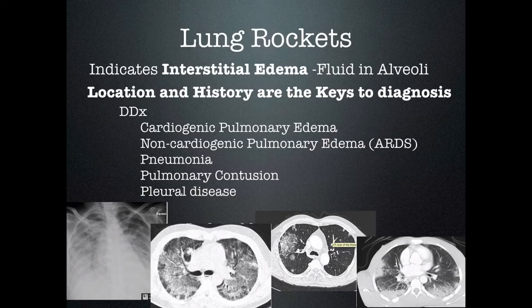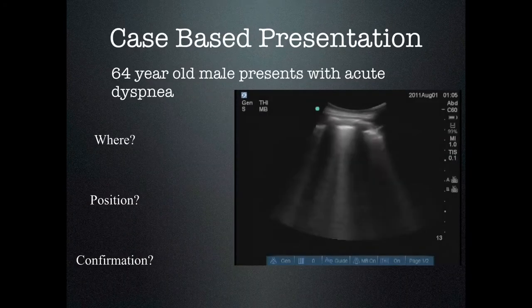So you have to know what the patient's position is now, you have to know where the probe is currently and where you found the artifacts, and you have to know what position they have been in for the last several hours to couple of days. So let's try this. Here's our 64-year-old male, and he comes in with acute shortness of breath. So you want to know where is the probe. You also want to know what position this person is in, and then you may need to confirm everything. Okay? So where's the probe?